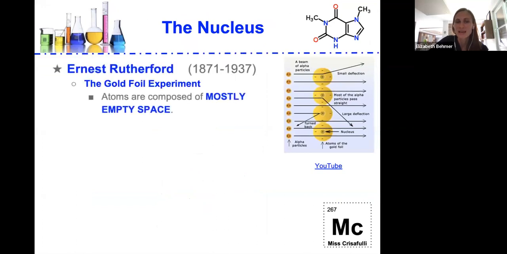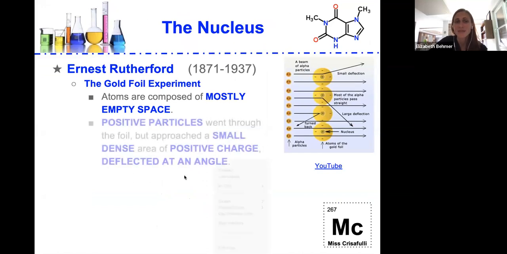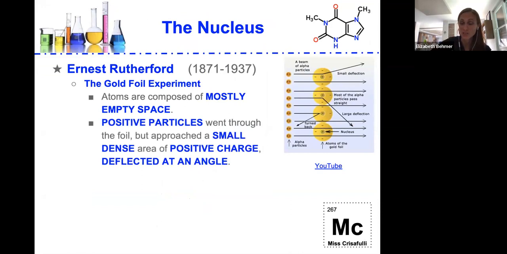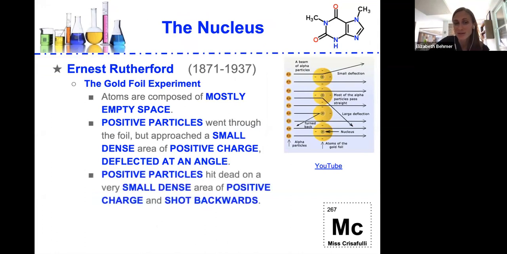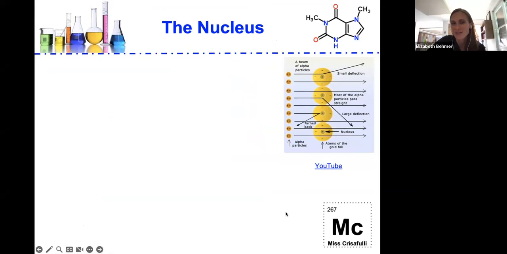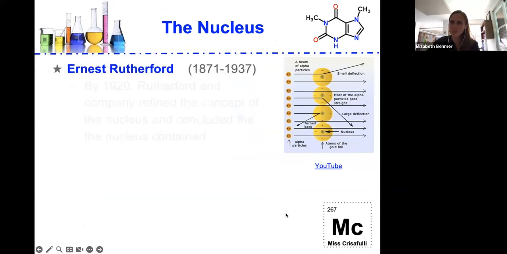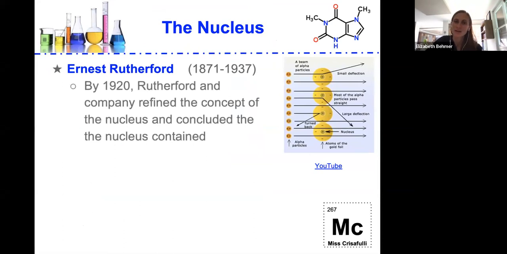Ernest Rutherford did the gold foil experiment, where atoms are composed of mostly empty space, and the positive particles went through the foil, but some approached a small dense area of positive charge and were deflected at an angle. Some of these positive particles hit dead on a very small dense area of positive charge and then shot backward. And again, there's a YouTube video link that explains this gold foil experiment, and I would encourage you to watch that as well. He then discovered the nucleus and found that positively charged particles called protons were one subatomic particle of that nucleus.